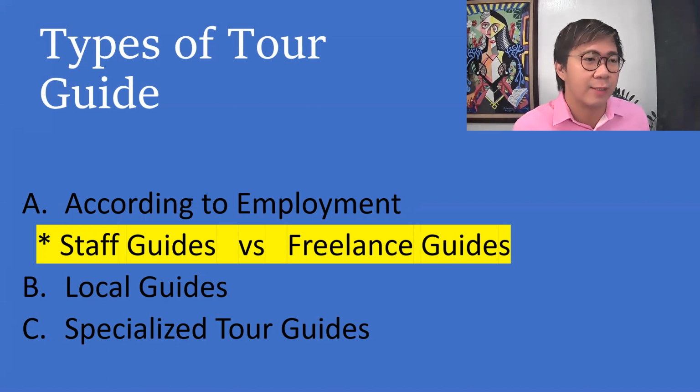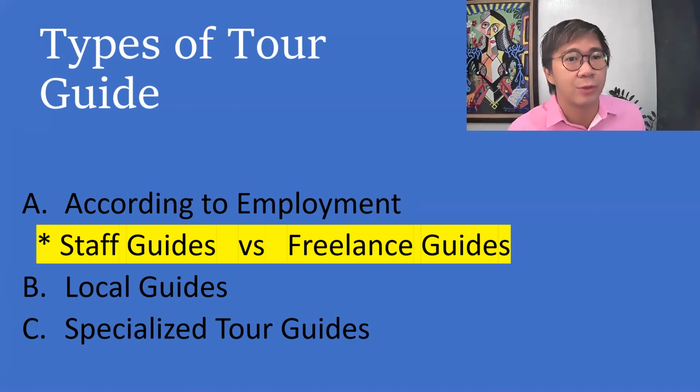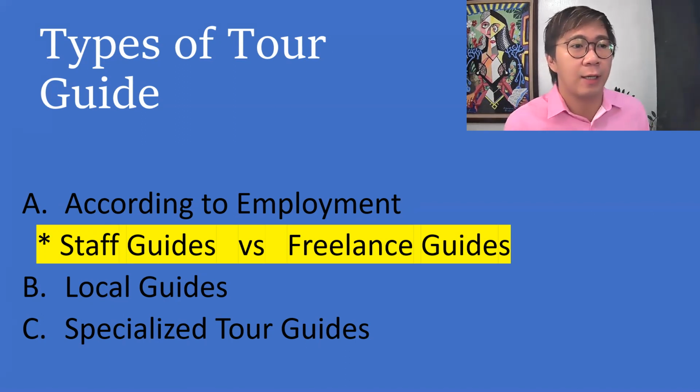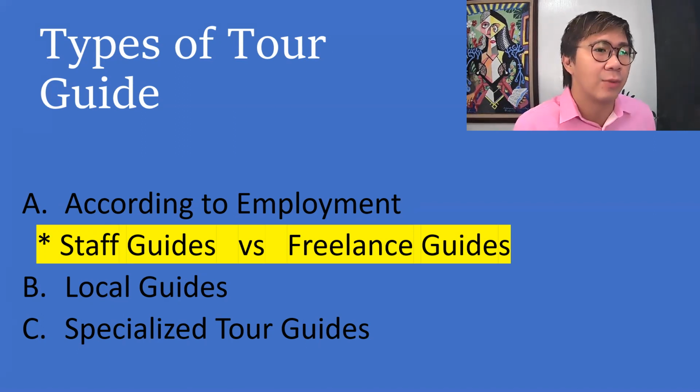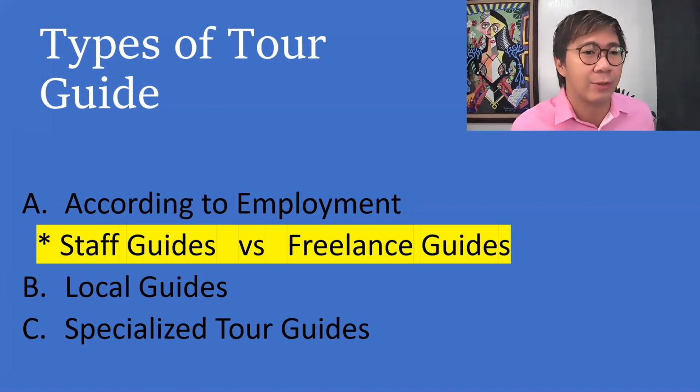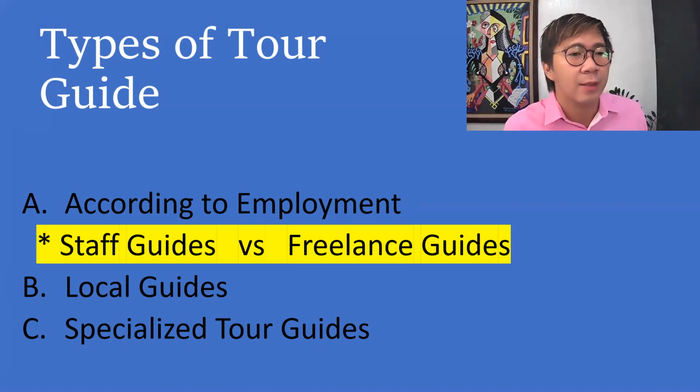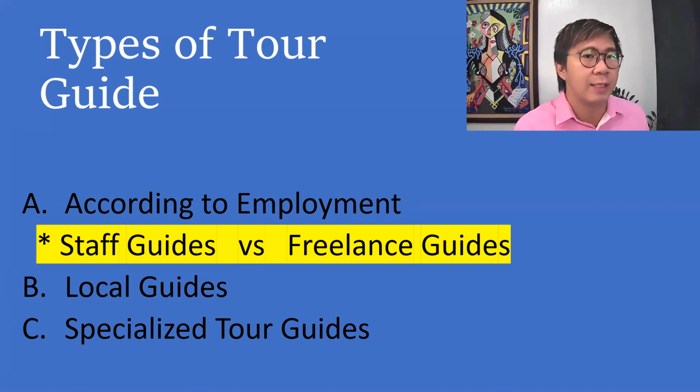So if the staff guides or our in-house guides could no longer accommodate the tours or groups that are incoming, basically we hire extra hands. So these extra hands are what we call the freelance guides, or on-call guides. These on-call guides are basically earning their income from the service fee that we pay directly to them, plus the tips coming from the guests.